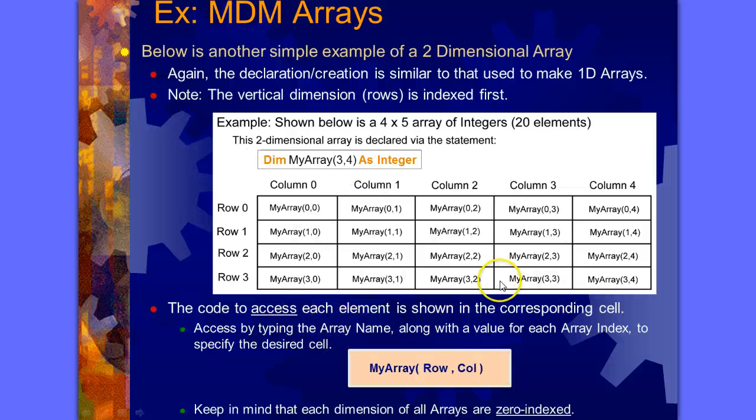So this is how you access this array, using any one of these to access the particular element in the array. This array has 4 rows and 5 columns, so 20 elements. If you want to access this element, this would be in the last row, which would be 3, comma, the first column, 0, right?